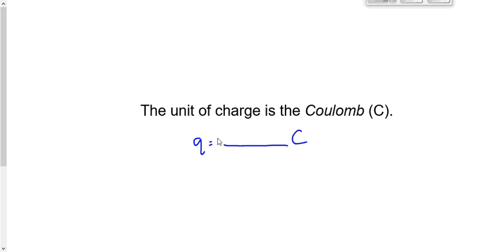Now, the coulomb is a really, really big unit of charge. We said that a coulomb is so big that the charge of an electron is only negative 1.6 times 10 to the negative 19 of them. In other words, it takes 10 to the 19 electrons to make up a full coulomb of charge. Similarly, for a proton, it's positive 1.6 times 10 to the minus 19 coulombs. It takes 10 to the 19 protons to make up a coulomb of charge as well.